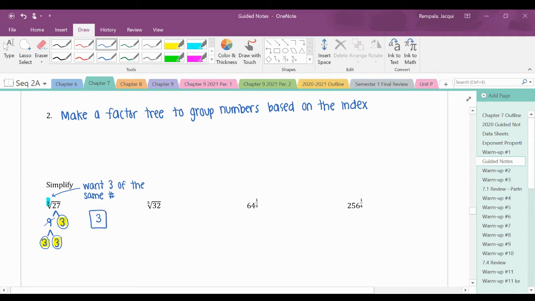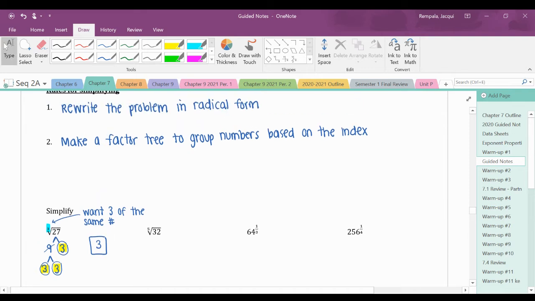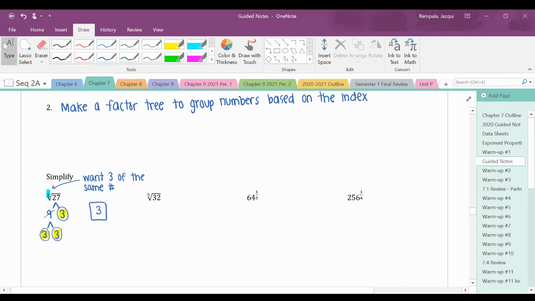If we take a look at the second example, it is written as the 5th root of 32. So once again, the first step is to rewrite the problem in radical form, but this is already in radical form. So we're good to go. So we can start making that factor tree. So 2 numbers that multiply to 32. There's quite a few ways to break that down. One of those ways is 8 and 4. Neither one of these are those prime numbers I was talking about. I can keep breaking each of those down.